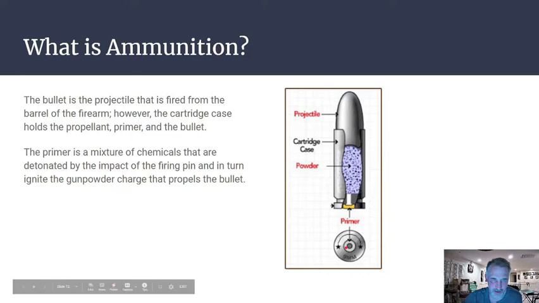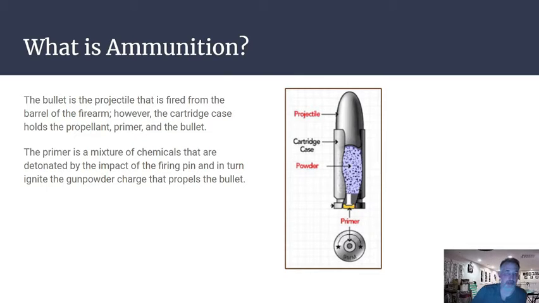Most guns, not all, but most guns are center fire, some are rim fire, but you have this center area, and when a firing mechanism strikes this, it ignites the primer, which then ignites the gunpowder and pushes the projectile out of the cartridge case and down the barrel. The primer is a mixture of chemicals that are detonated on the impact of a firing pin, and in turn ignite the powder charge that propels the bullet.